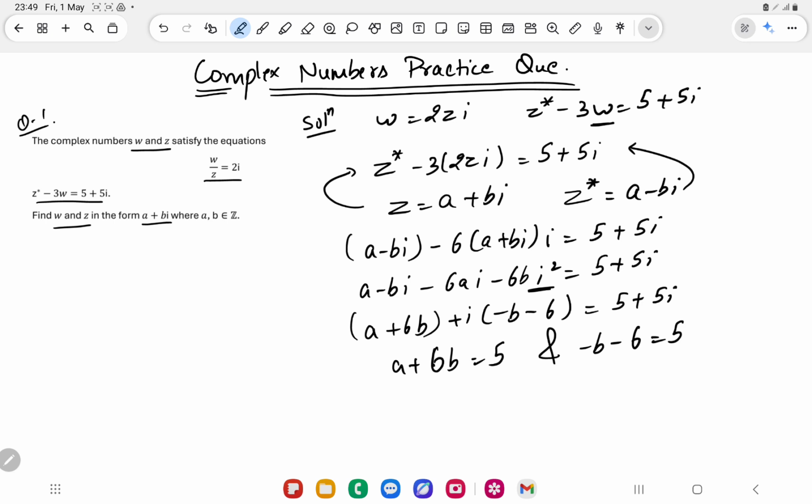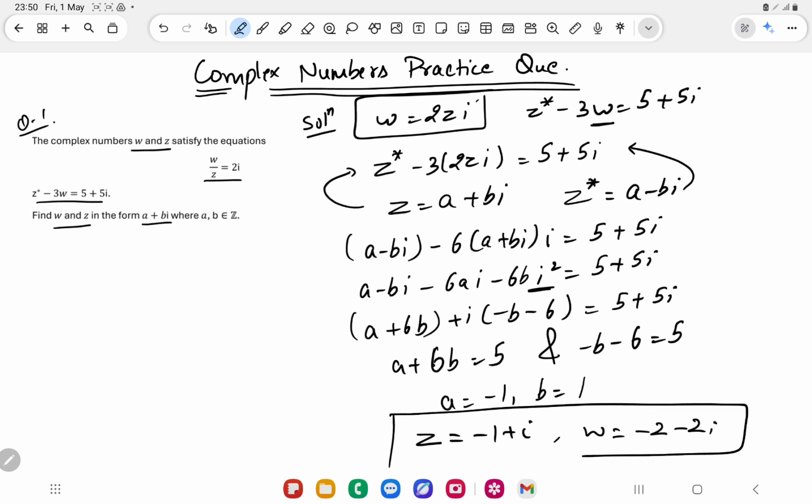Now you can solve this using simultaneous equations. When you solve, you will get a as minus 1 and b as 1. It means my Z is minus 1 plus i, and my W, which is nothing but 2Zi, will be minus 2 minus 2i. So this is how I will be calculating. This question was worth 7 marks, so all these steps are very much necessary.